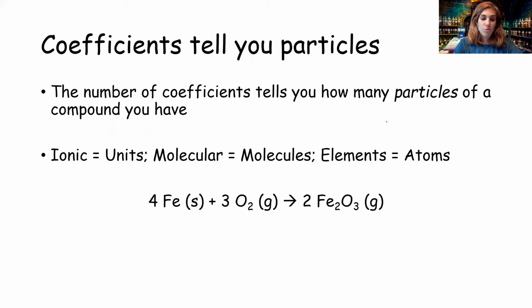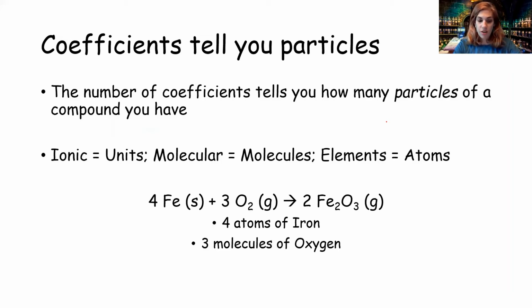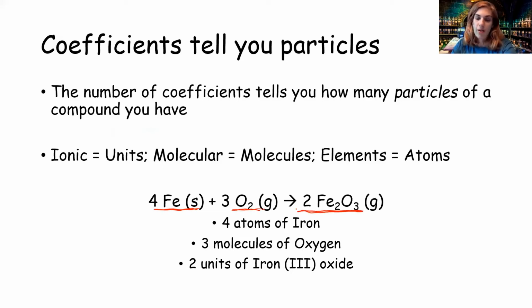The first one is the number of particles. Remember from week 3, we learned that there are 3 ways we identify particles depending on if it's an ionic compound, molecular compound, or single element. In this example, the coefficients tell us that we have 4 atoms of iron, 3 molecules of oxygen, and 2 units of iron 3 oxide. Also, on a different note, hopefully you recognize this as a synthesis reaction because we have 2 single elements, iron and oxygen, combining to make 1 compound.